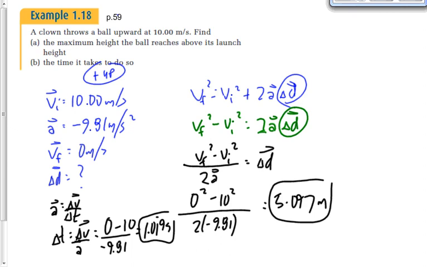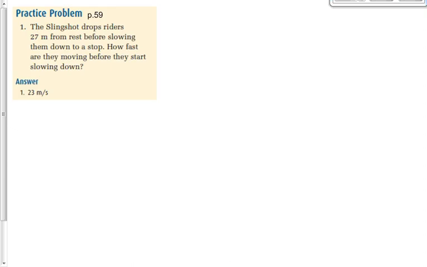All right, let's take a look at one, I should say, not simple, one single practice problem that goes along with that example. Page 59, please. Let's see what you can do with that for the next, let's say, 5 minutes or so, and then we'll check it over as a class.